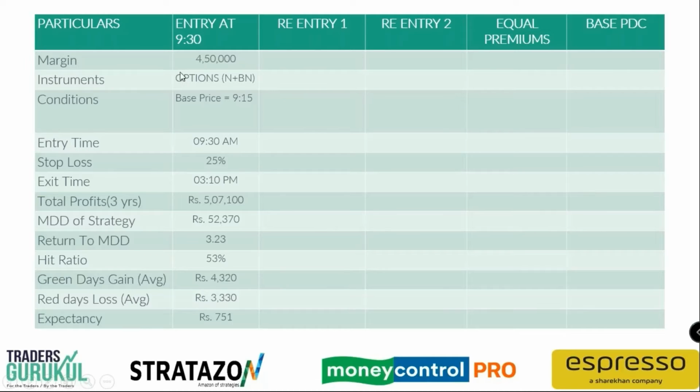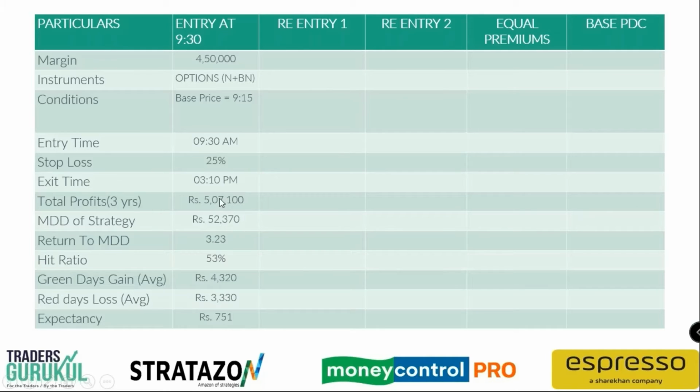So what if I take the entry at 9:30 in place of 9:45? Your margin will be the same. The instrument will be options in Nifty and Bank Nifty. Your base price is the same, 9:15. Entry time is 9:30 in place of 9:45. Stop loss is the same, exit time is the same. So in 3 years, your profit is 5 lakh.